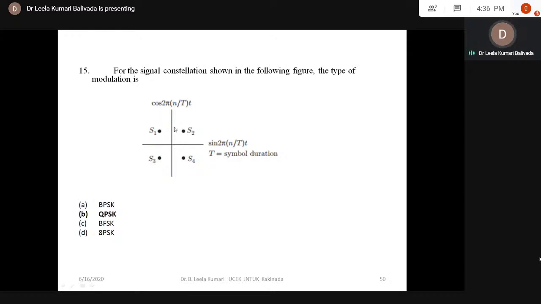Therefore, 4 points means each is spaced by pi by 2. Therefore, 4 different symbols are represented by means of 4 states, by means of 4 different points on the constellation diagram. Therefore, it is a QPSK system. The type of modulation is QPSK, quadrature phase shift keying, which has 4 points on the constellation diagram. Therefore, option B is correct.